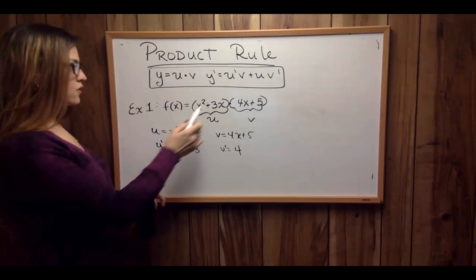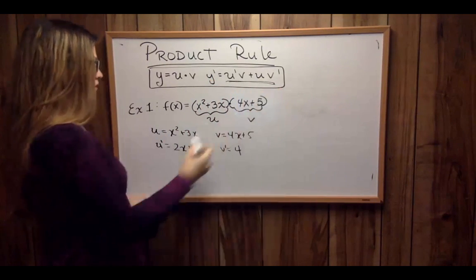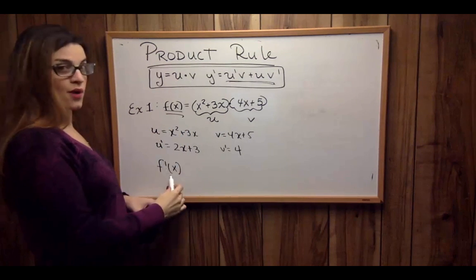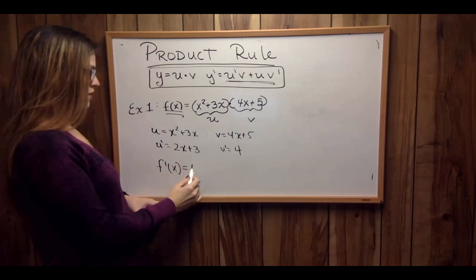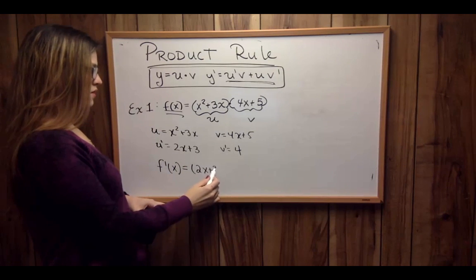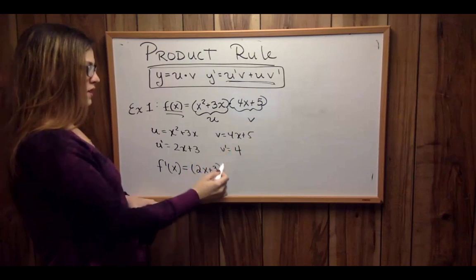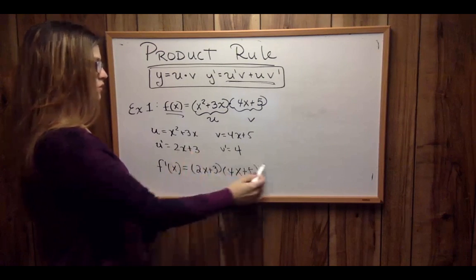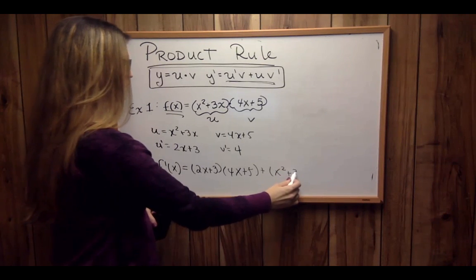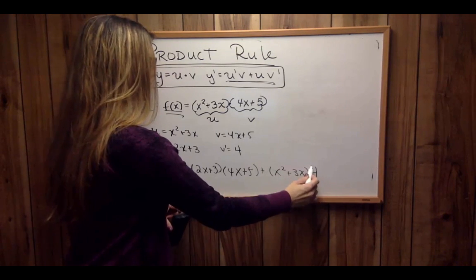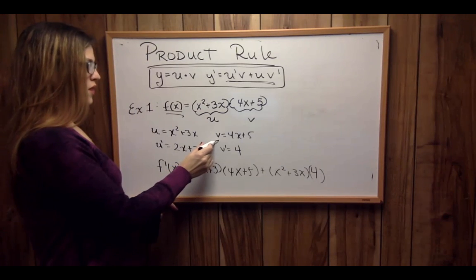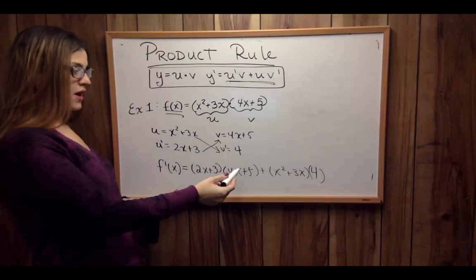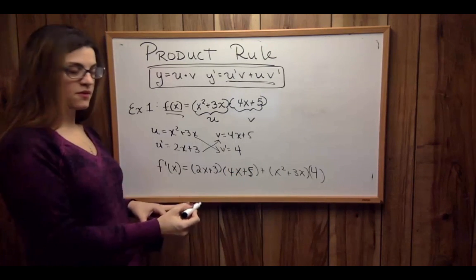Now to take the derivative, you use the rule up here. So f prime of x, notice how I changed notation from f to f prime, is equal to u prime, put everything in parentheses, u prime v plus u v prime. Notice it's u prime v plus uv prime. This is your answer, but we should clean it up and simplify it.